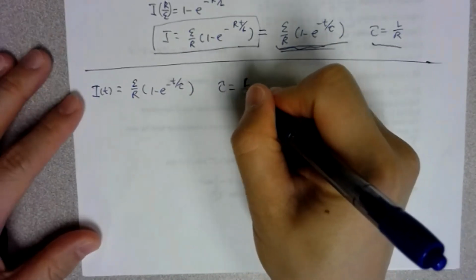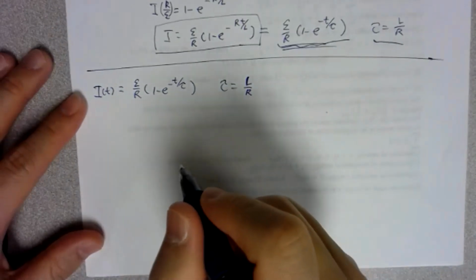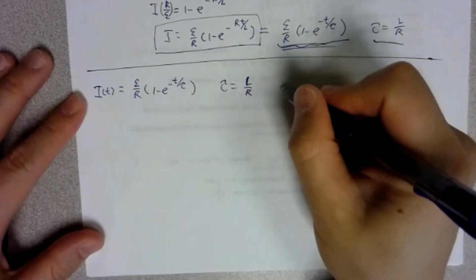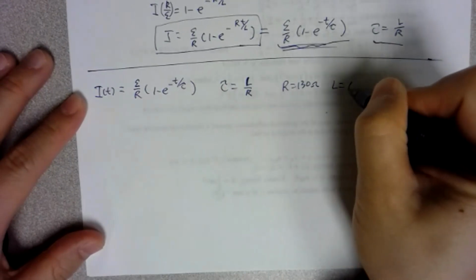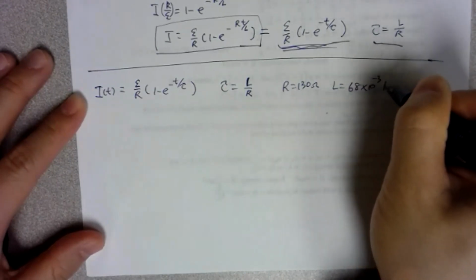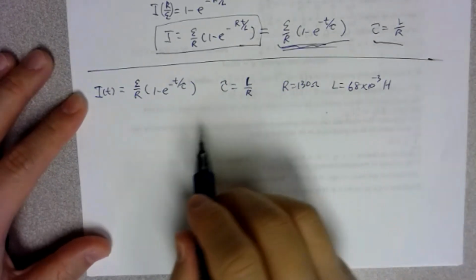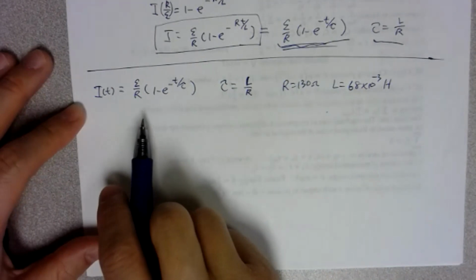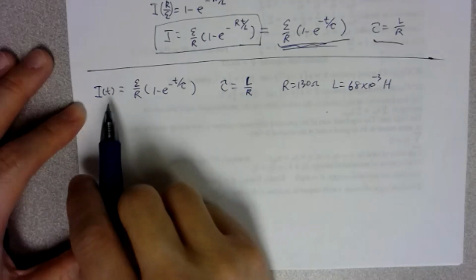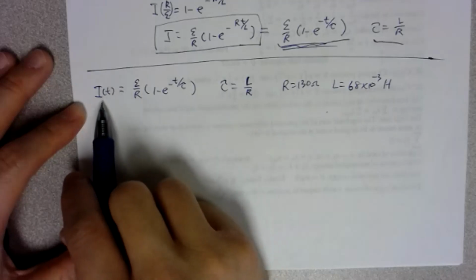All right, so giving R and L, 68 milli, 10 to the minus 3 Henry. So you can calculate tau, okay? But anyway, we are looking for when the current is half of the final. So what would be the final value of the current if you have this RL circuit closed, right?